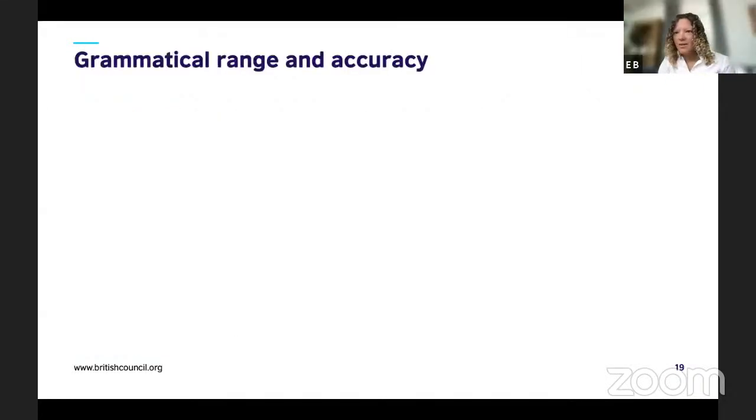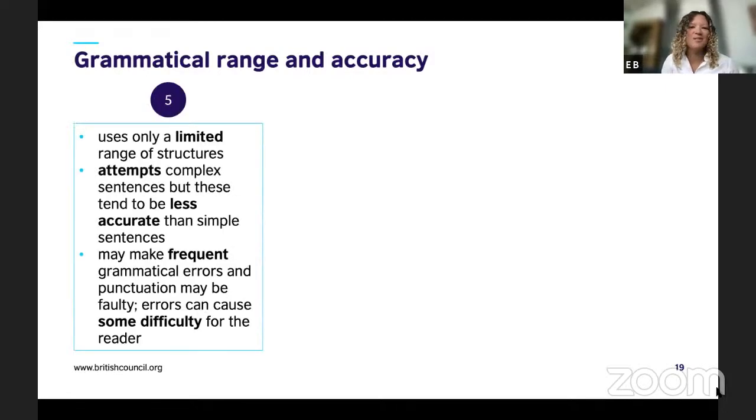Okay, I believe I've got Zoom controls on my screen in the way, but I believe this slide, we're going to move on to grammatical range and accuracy, starting with band 5, where the writer is only using a limited range of structures. So they're really relying on those set grammatical structures that they've learned in class. They may attempt complex sentences, but these almost always will contain errors. They're going to be less accurate, whereas the simple sentences, they'll be able to write with no mistakes.